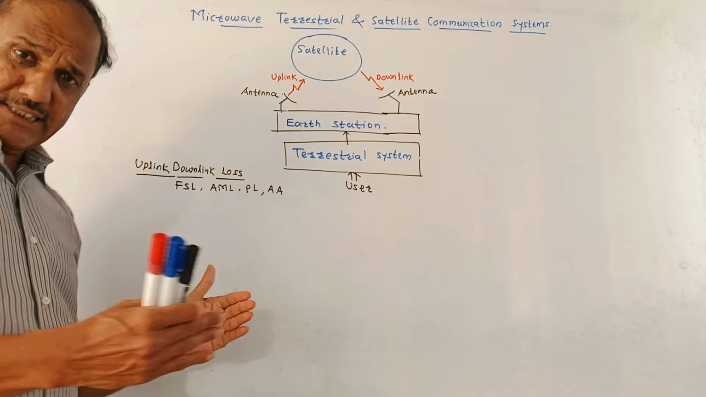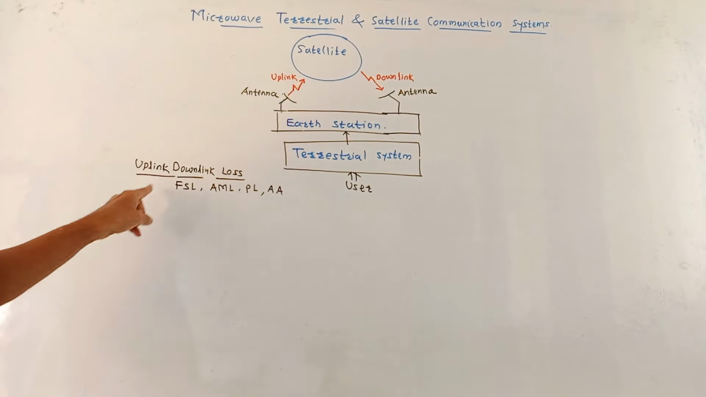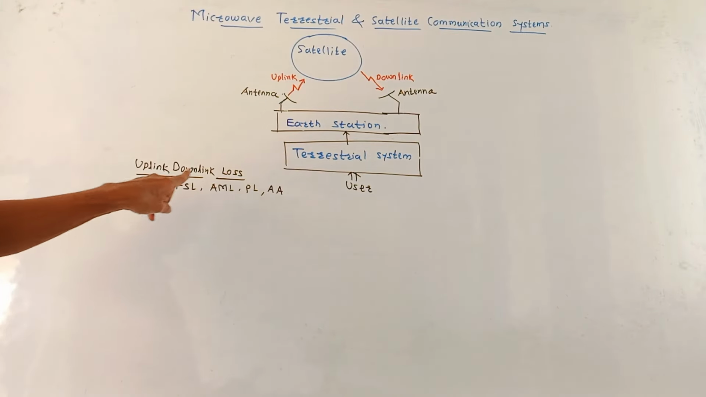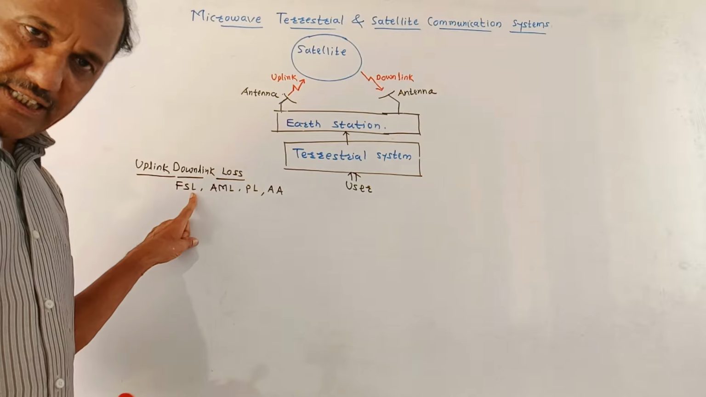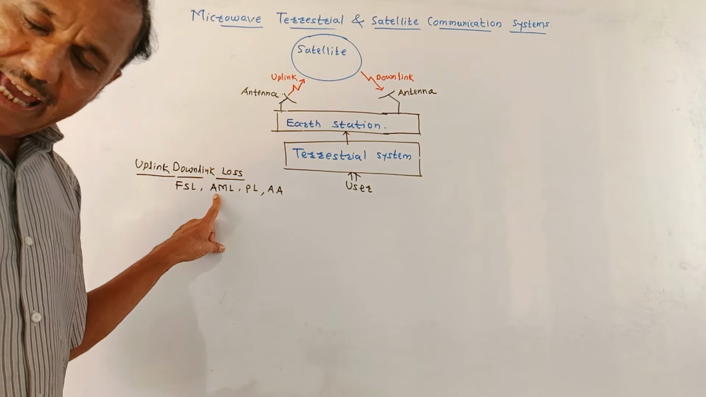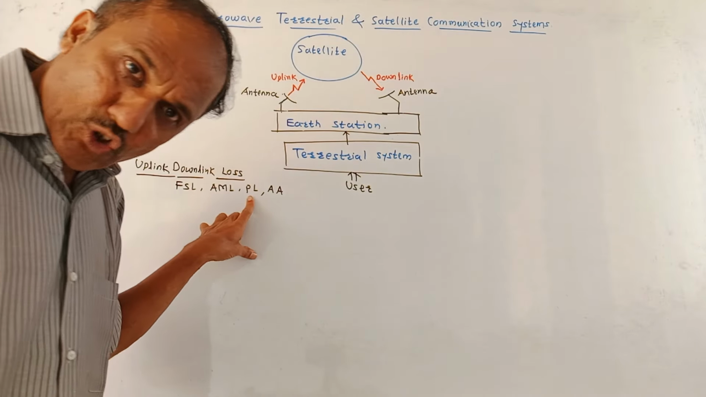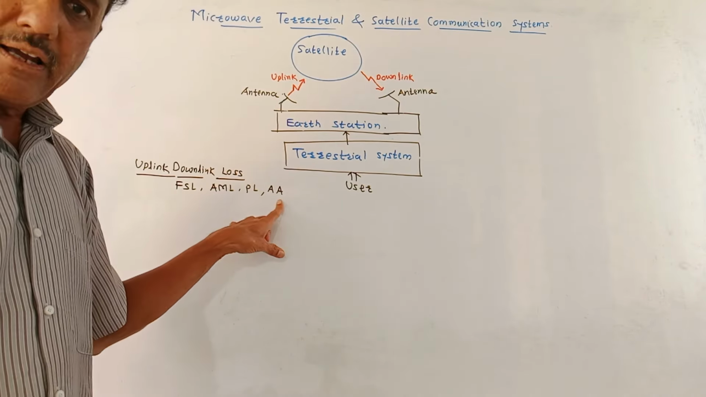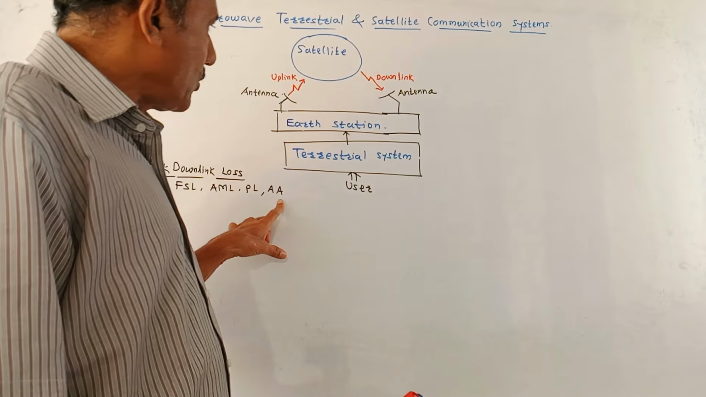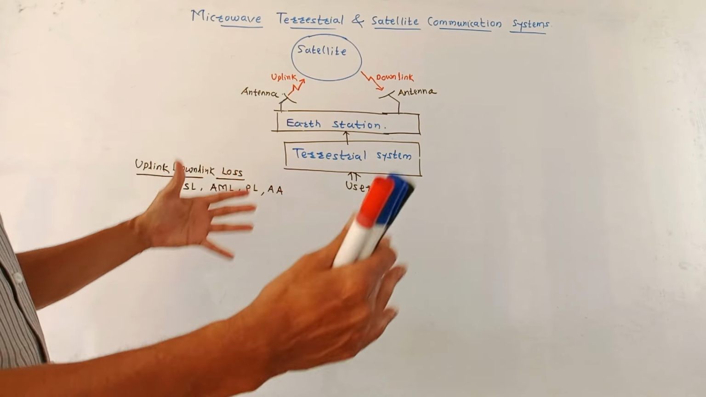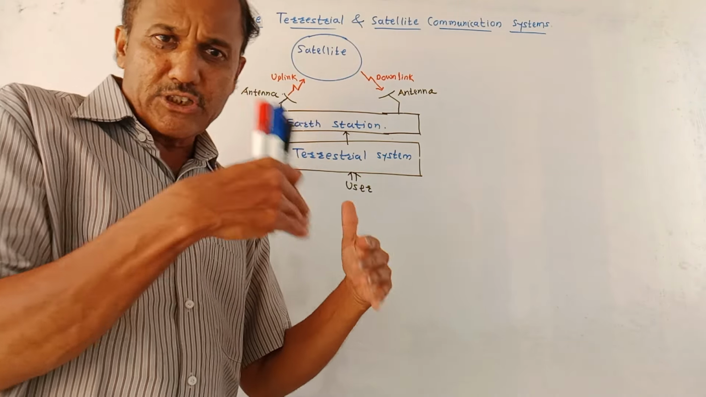The different losses involved in this system in both uplink as well as downlink are free space loss, that is FSL, then AML, that is antenna misalignment losses, then polarization losses PL, and atmospheric absorption losses AA. So always care is taken that all these losses must be minimized.